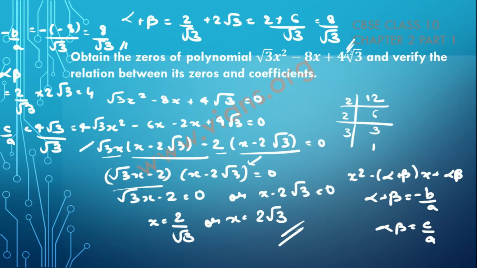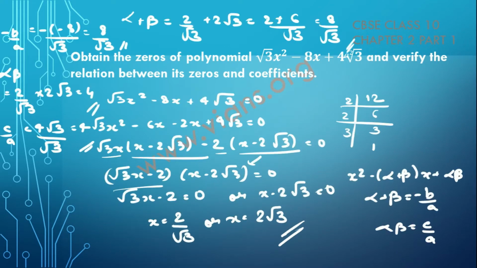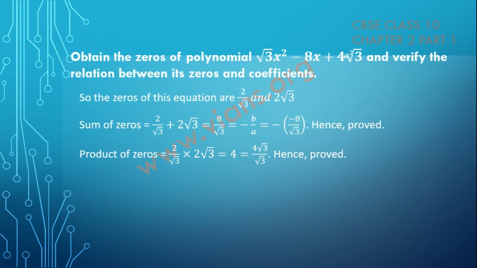So if you see, this and this matches, and therefore we've proved the relationship between the zeros and coefficients. So we've got the same answer. X is equal to 2 by root 3 and 2 root 3. That's what we've done over here. And if you see over here, what we've done is we have found the sum of the zeros, and that's just the same as 8 by root 3 and the product 4. So we have proved this.